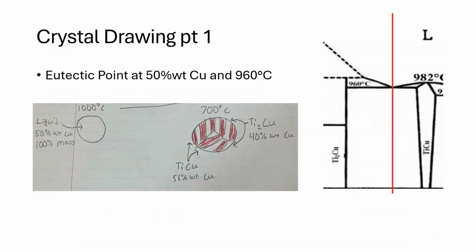This is the first example. This is at the eutectic point, which is at 50% weight copper and 920 degrees Celsius. As you can see with this red line drawn right down the middle, it goes from the liquid state to the titanium 2 copper plus titanium copper state. On the left we have our first diagram, which is the liquid phase, which is 100% mass of liquid, and then we go over to 700 degrees Celsius, and we can see that it's 50% weight copper at titanium copper, and at titanium 2 copper we have 40% weight of copper.